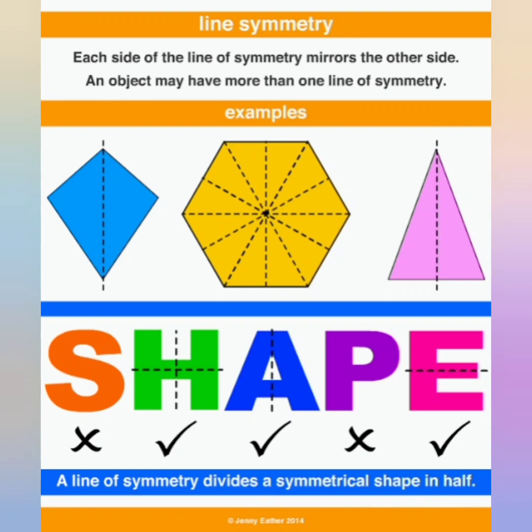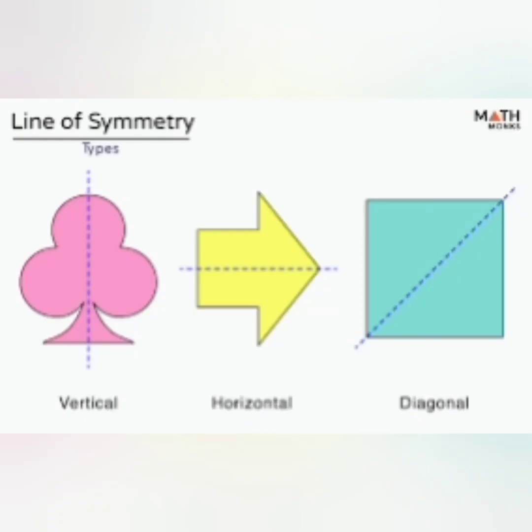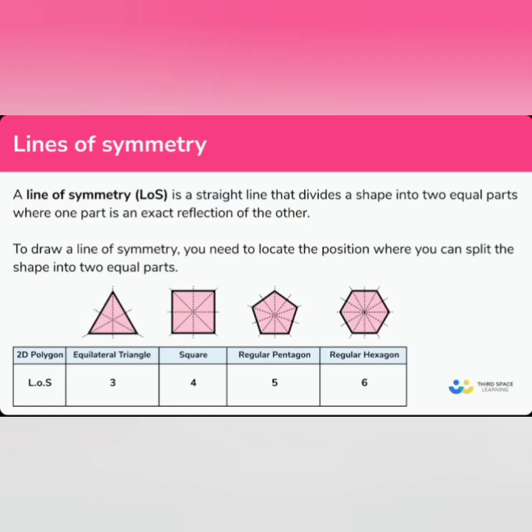Now, a line of symmetry is a line that divides a symmetrical shape in half. Now, a line of symmetry can be a vertical line. You can see the broken lines there. It can be horizontal or diagonal. Take note of that. Here we can see a line of symmetry as a straight line that divides a shape into two equal parts, and that one part is an exact reflection of the other parts.